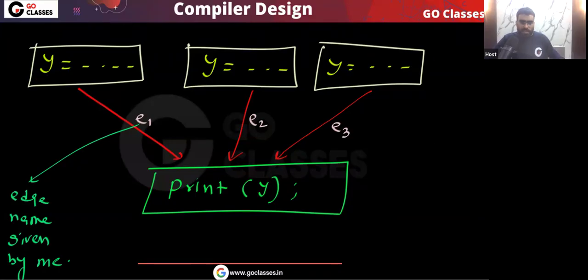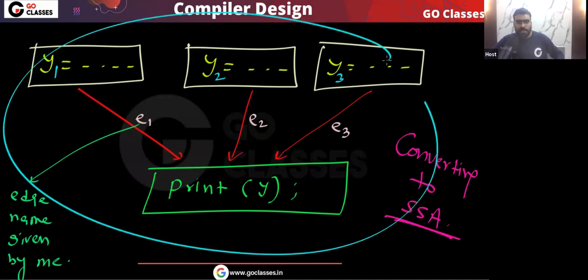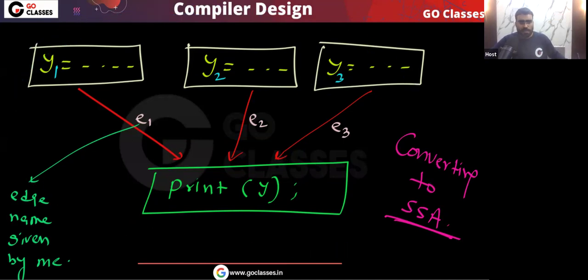Now let's convert to SSA. If I want to convert to SSA, what will I do? Very simple thing: I will call it y1, I will call it y2, I will call it y3. Okay. So is my work over? Can I say I have created SSA? Did I create SSA?